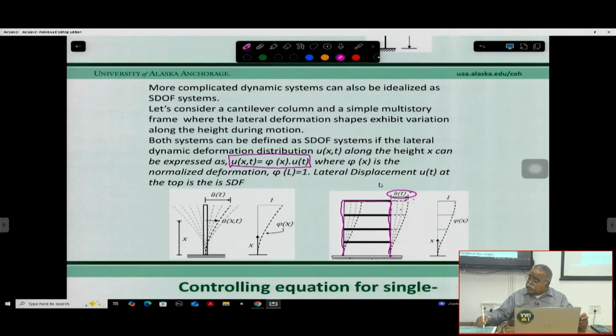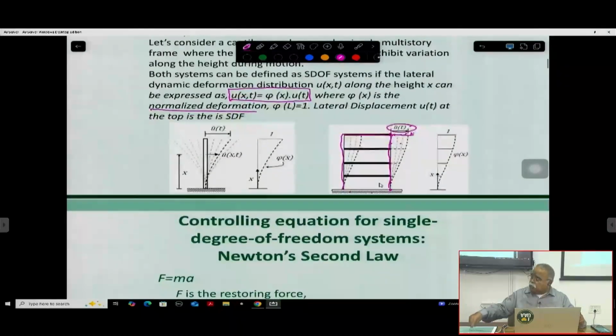So this x is on this side. So x dependent, and the u(t) is the time dependent, and this is called the normalized deformation, and that is phi L equals 1. So the maximum will be taken as 1, and then we can find out all the other numbers, right?